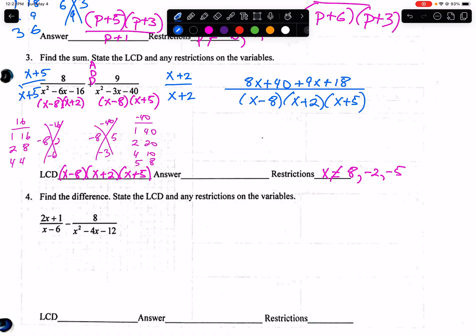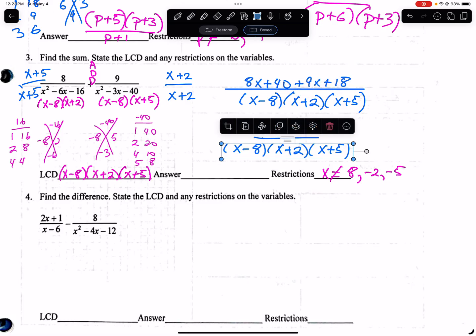Then you just combine like terms, right? So 17x plus 58 over that whole denominator. I'll just write that here. I would definitely do that so you don't have to keep writing it over and over again, because it'll make you crazy.